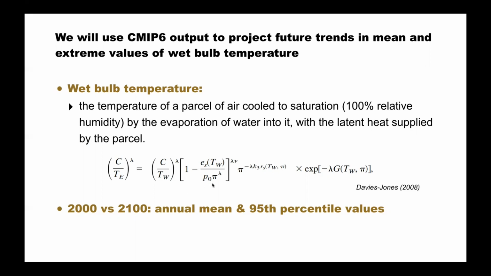From the perspective of programming, it means we need to resort to the SciPy optimize function. And also as a demo, we will only calculate wet bulb temperature for 2 years, namely the first and last year of this century. And we will compare them to detect the changes in both the annual mean and 95th percentile values of wet bulb temperature.